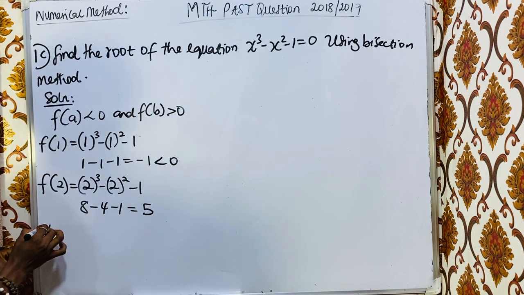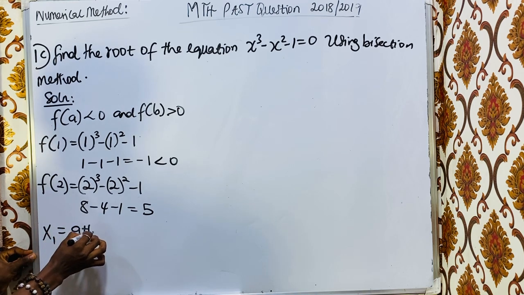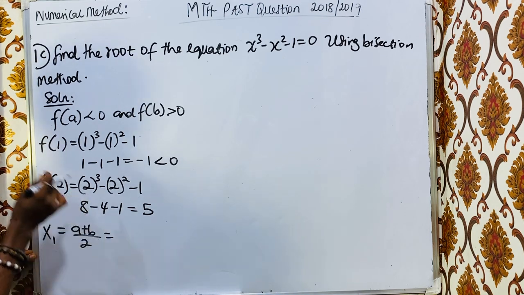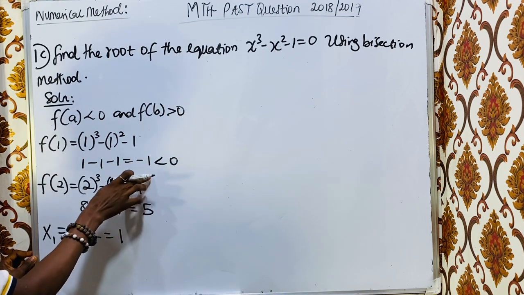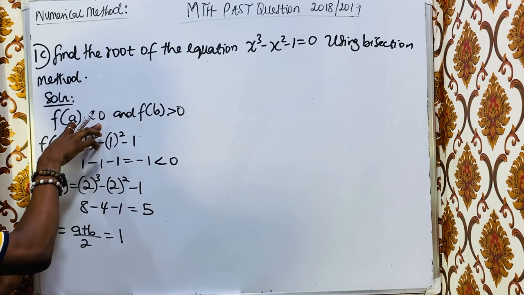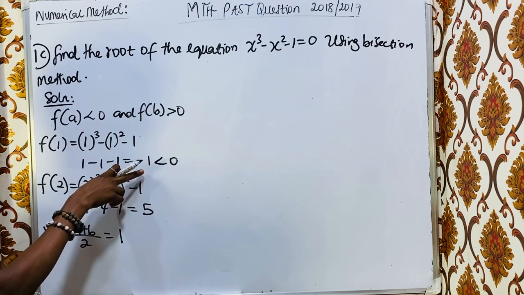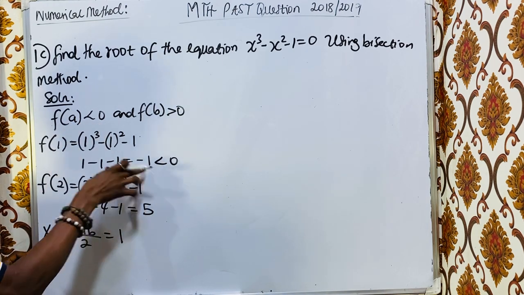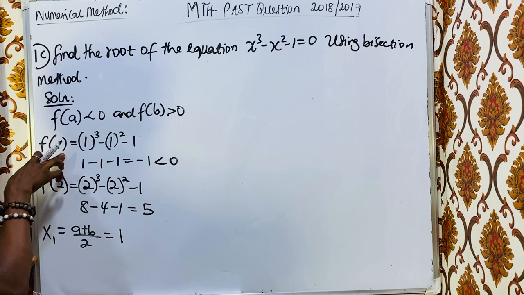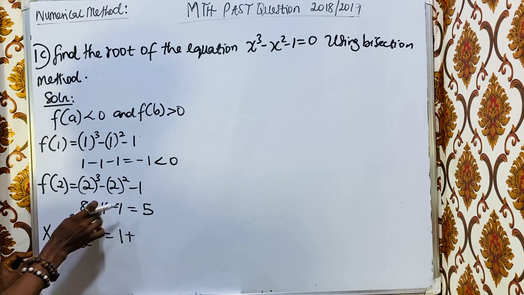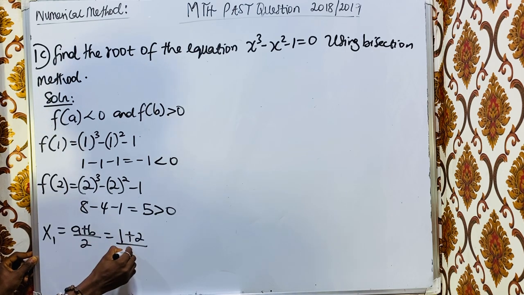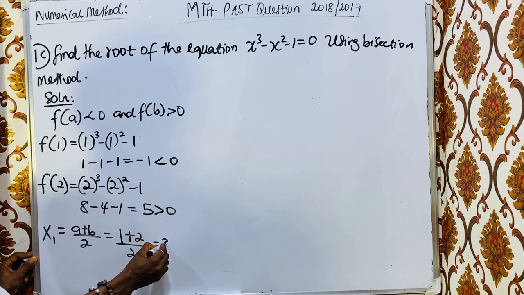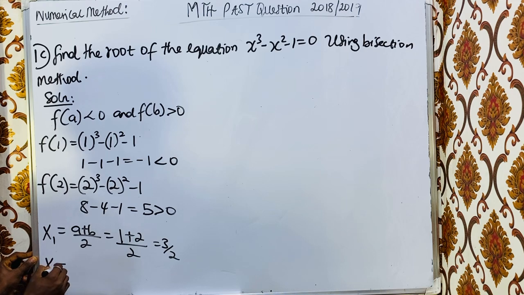Therefore, x1 for bisection will be a plus b all over 2. Our value for a is 1, where f is less than 0, and b is 2, where f is greater than 0. So all over 2, we have 3 over 2. So our x1 will be 1.5.